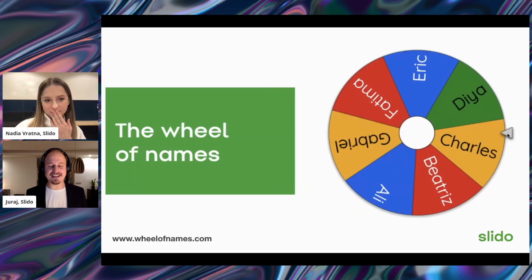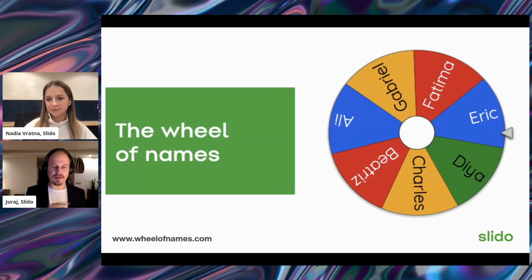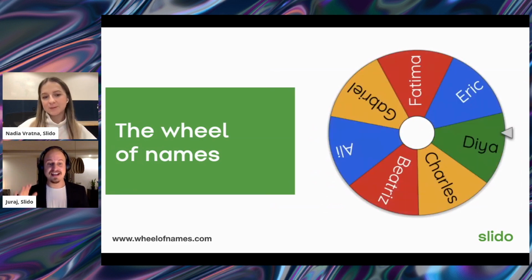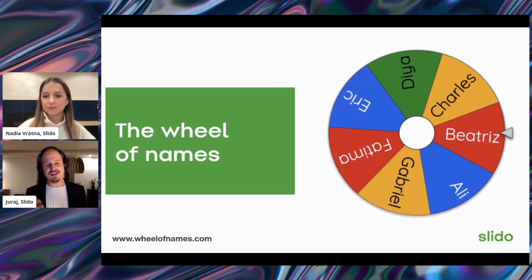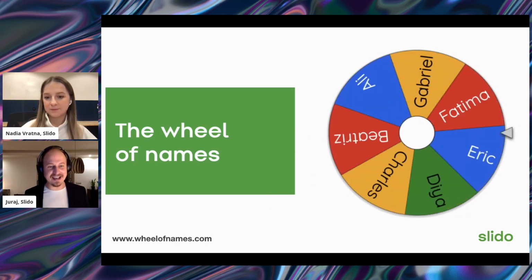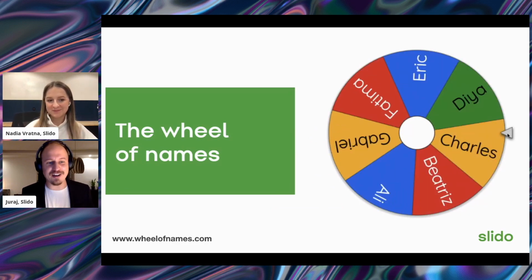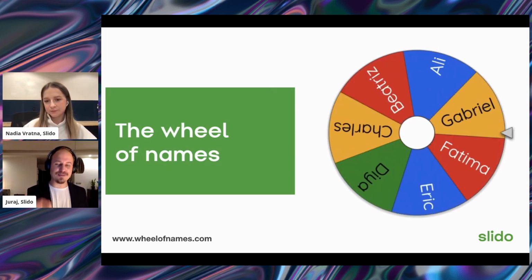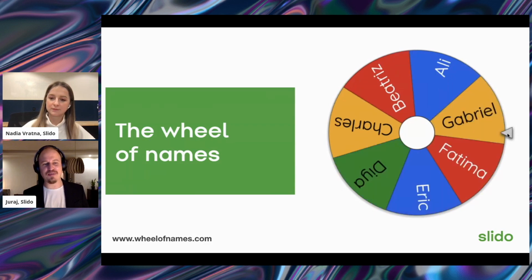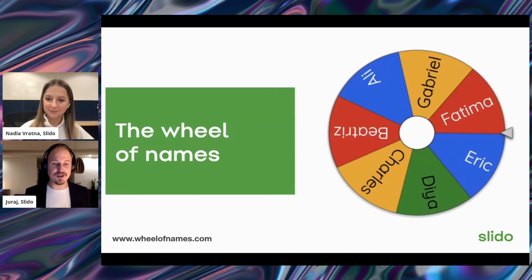Let's take a look at the next one. Again, this is a tip from our friend JJ, the Wheel of Names. If you ask people for volunteers, who wants to start? You know what follows? You can just hear the dead silence, right? So the Wheel of Names is a small thingy that you can use to pick the first person to contribute.